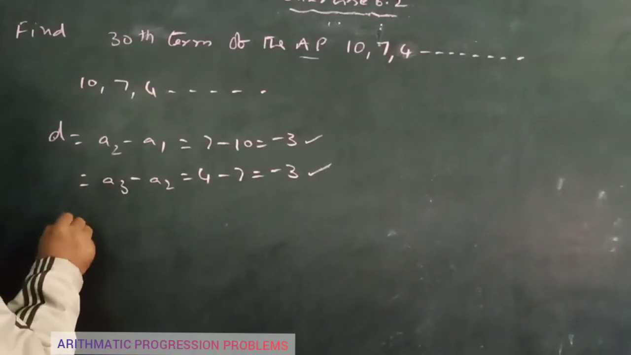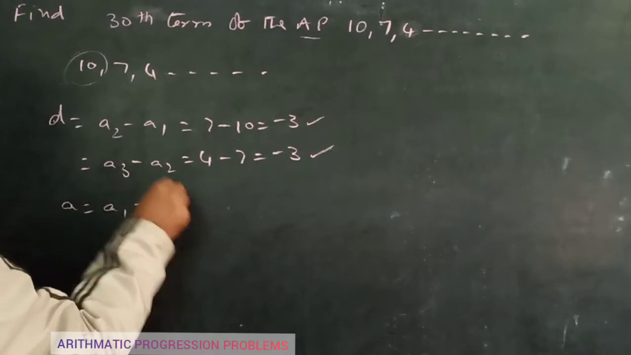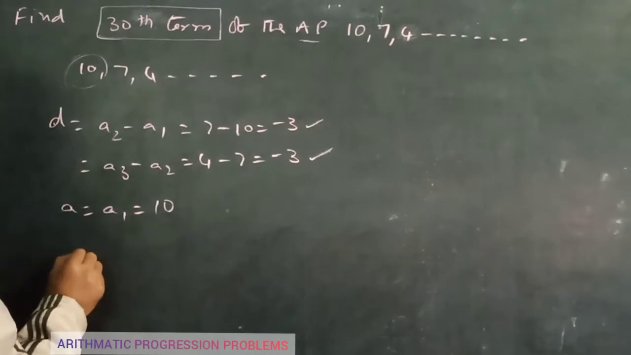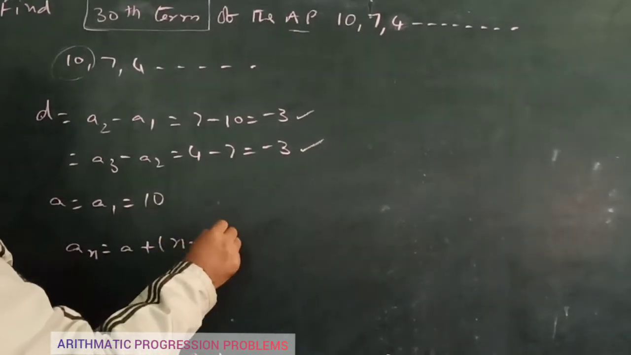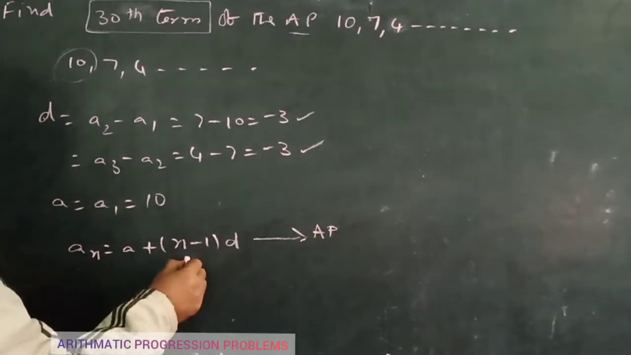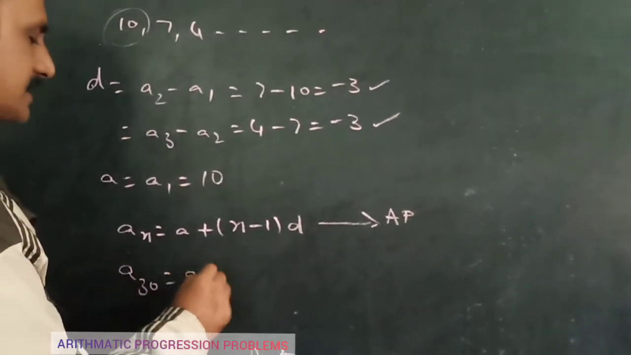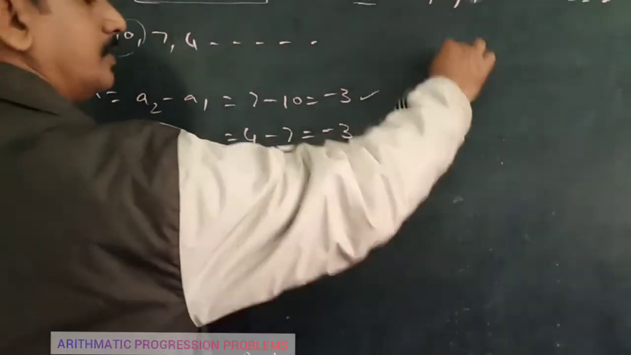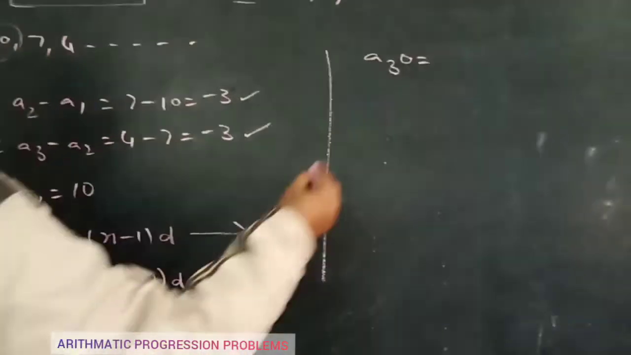The first term a is equal to a1, which is given as 10. What is the required value? The 30th term. So an is equal to, what is the formula? a plus (n minus 1) into d. That is the AP formula. So a30 is equal to a plus (30 minus 1) into d, that is a30 is equal to a plus 29d.